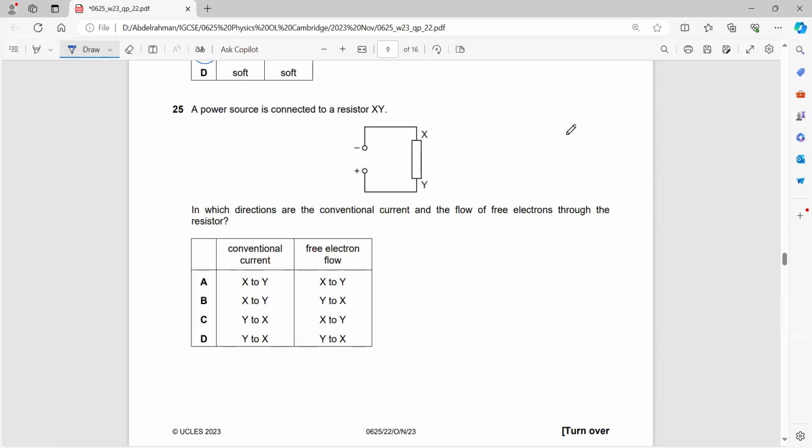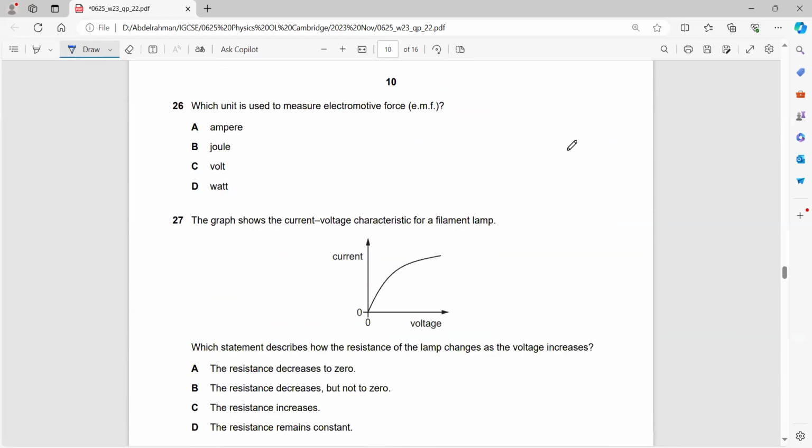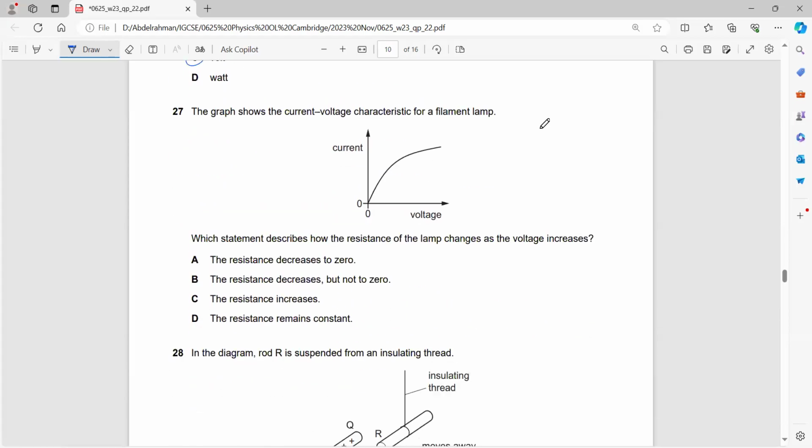Conventional current and the free electron flow. The conventional current is from Y to X, but the electron flow would be X to Y. So C, from Y to X and X to Y. EMF, the unit of EMF is volts. The graph shows the current voltage characteristics for a filament lamp.